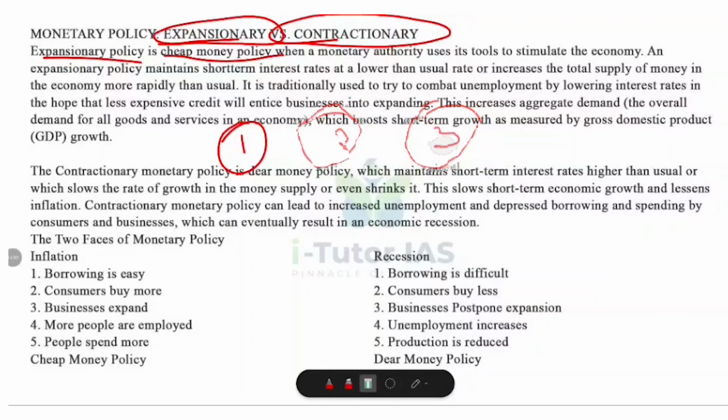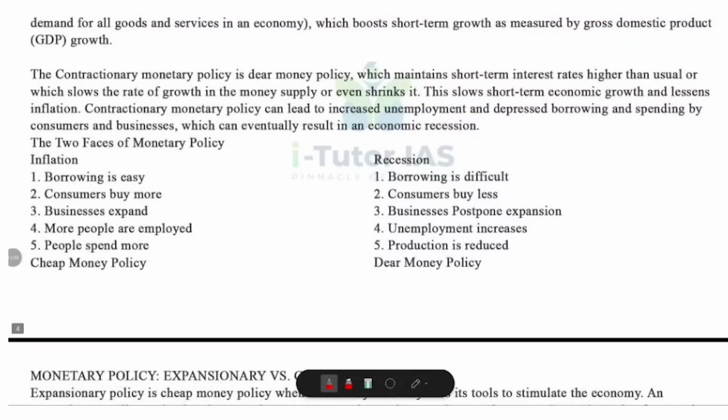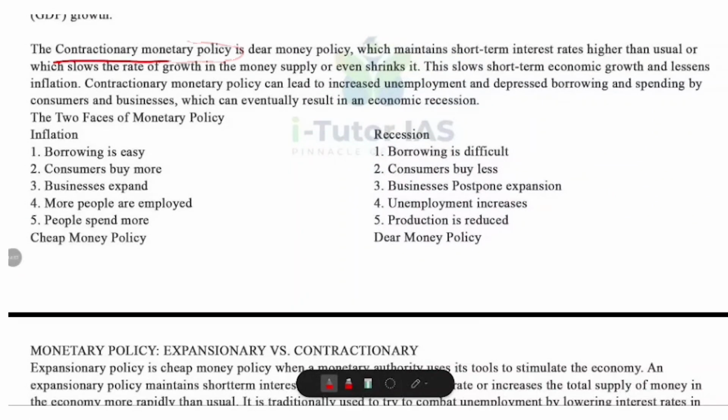That is about expansionary monetary policy or cheap money policy. Now we are going to know about contractionary monetary policy, or it is also called dear money policy. Now imagine the economy is overheating. There is too much money in circulation, prices are rising fast, and inflation is getting out of control. In such a situation, the RBI needs to step in to cool down the economy.